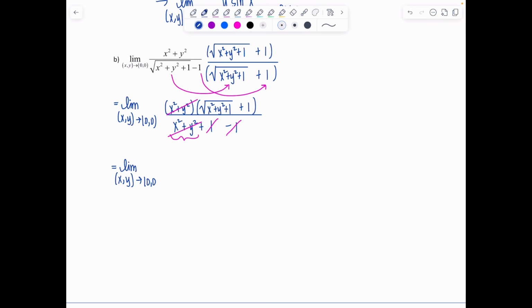Okay, (x, y) goes to (0, 0). And then we have square root of x squared plus y squared plus 1, plus 1. So now can we just use direct substitution? You bet. That's square root of 1, plus 1.